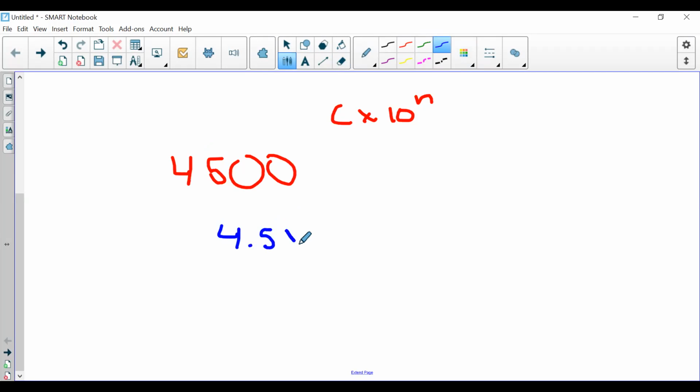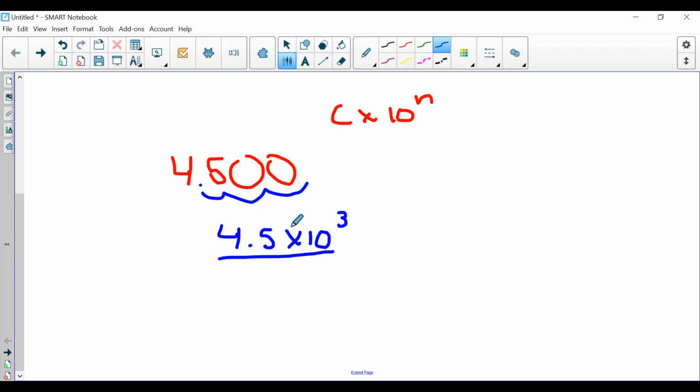Now I'm going to multiply that by 10. And let's see what this looks like. All right, so if I put a decimal right there, I'd have to move the decimal point 1, 2, 3 times, and I'd have to move it 3 times to the right in order to get this original number. So this right here will be 4.5 times 10 to the third. So that is the example there. So that is how you would write your 4,500 in scientific notation.